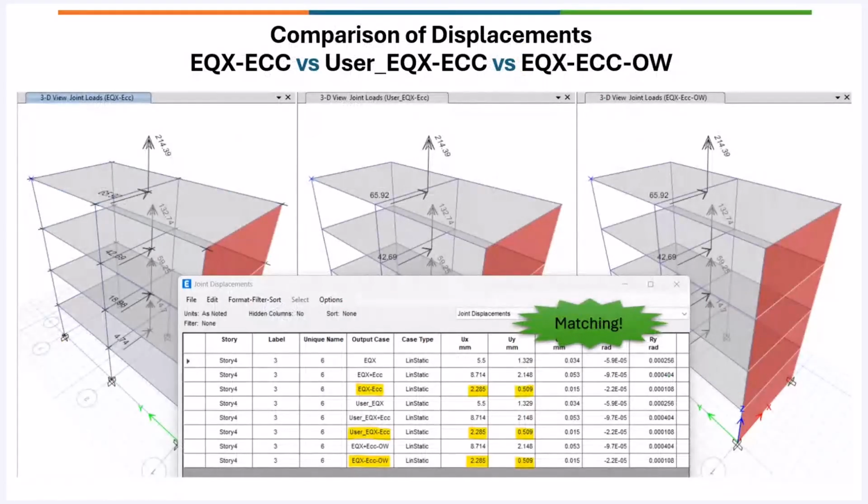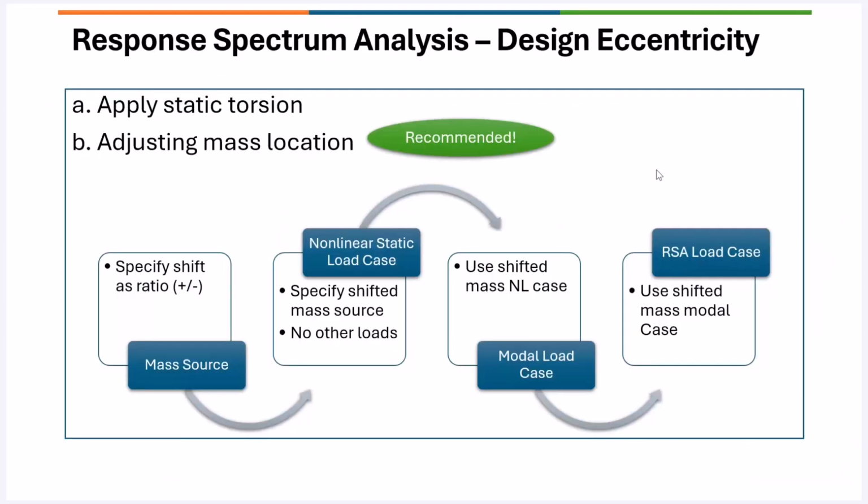to the presentation. So this is for the static, equivalent static method, or the static analysis. Next, we will switch to response spectrum analysis. How to specify the design eccentricity. That is an option when you define a load case for the response spectrum type. You can directly specify the eccentricity ratio, but it is a very simple way of doing it. But the actual or recommended way of doing it is by adjusting the mass location.